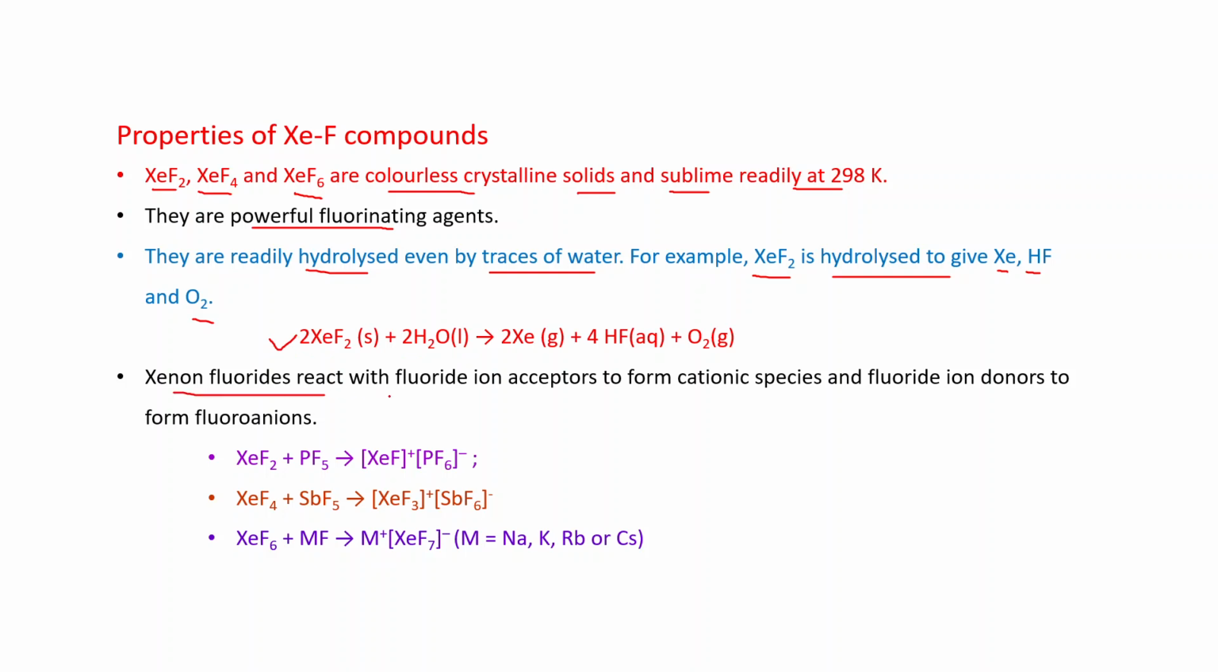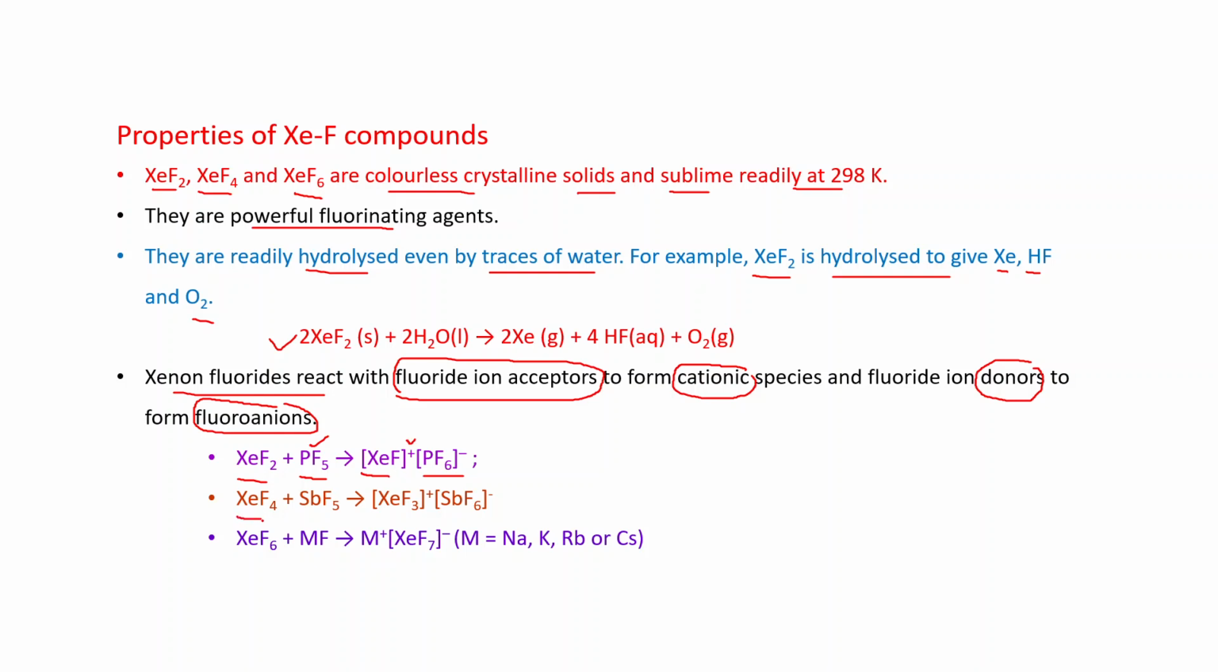Xenon fluorides react with fluoride ion acceptors to form cationic species and fluoride ion donors to form fluoroanions. You can see from this equation, XeF2 reacts with PF5. In this case, PF5 is a fluoride ion acceptor. It accepts the fluoride and converts into the negatively charged species, while XeF2 loses one fluoride and converts into the cationic species XeF+, with one positive charge.